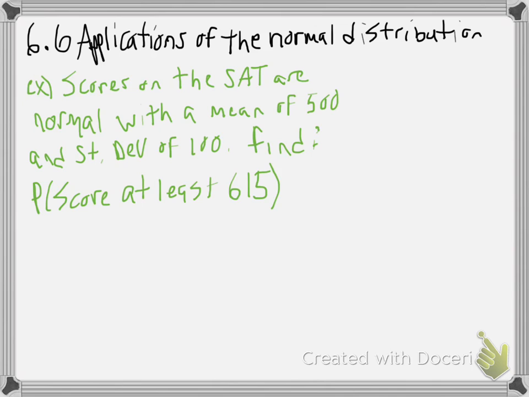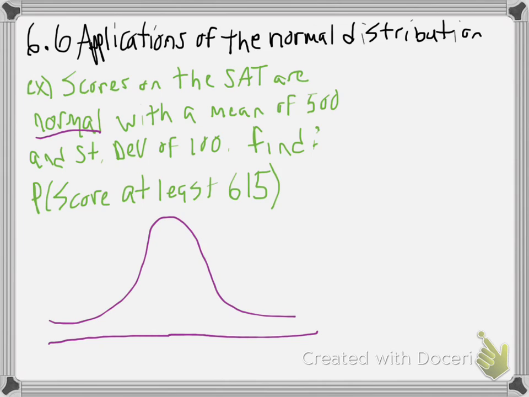There are a lot of real-life data sets that follow the normal distribution, that have a bell shape. The most classic example is the heights. Another one is the SAT. The scores on the SAT are normal, which means that we have a bell-shaped curve. Normal with a mean of 500 and a standard deviation of 100. So that gives us this picture here where we have the normal curve and the mean, 500, goes in the middle. Standard deviation of 100.